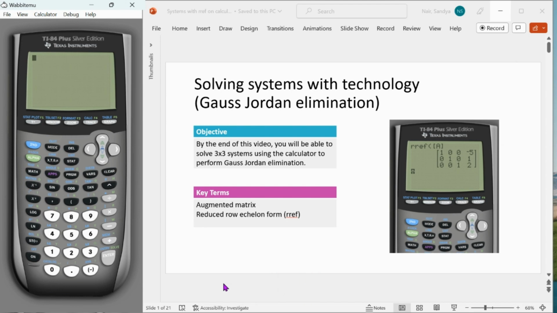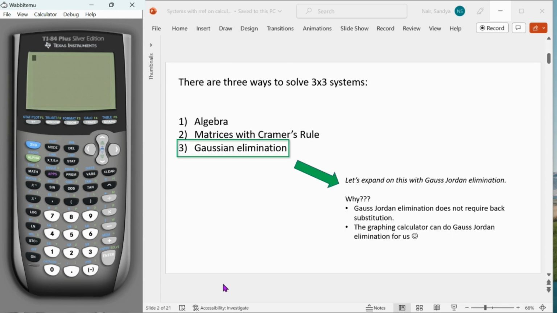In this video, we're going to talk about how to solve systems using the calculator to perform Gauss Jordan elimination. So remember, we said that there are three ways to solve systems that we've already been talking about. We talked about algebra, and then we talked about matrices with Cramer's rule, and then Gaussian elimination. So we can expand on Gaussian elimination with Gauss Jordan elimination.